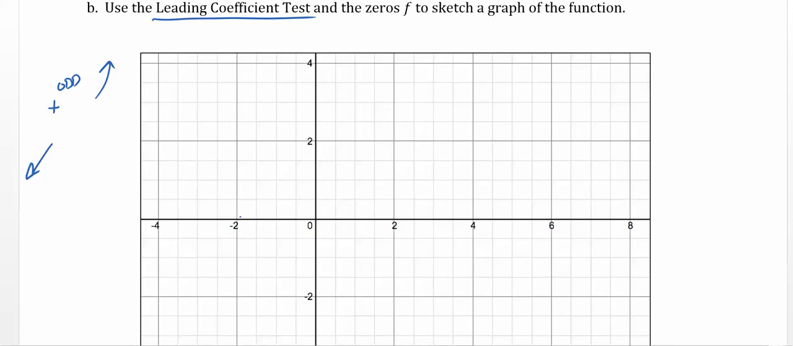My zeros are negative 2, 2, and then 5, which would be right here. Here's number 5. So that means since all of them have multiplicity of 1, they'll all be crossing. So that means that this will be going down on this end. I don't really know what's going on over here in this section, but I do know it'll cross at 2, and then it has to turn around at some point down here, and then cross up here at 5. So this is what I mean by a sketch using the leading coefficients and the zeros.